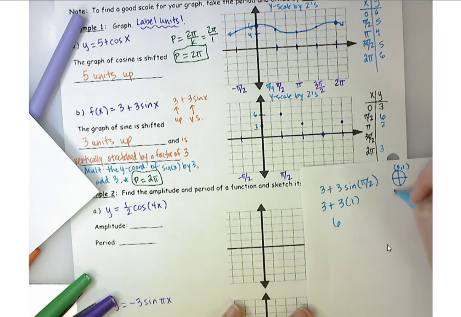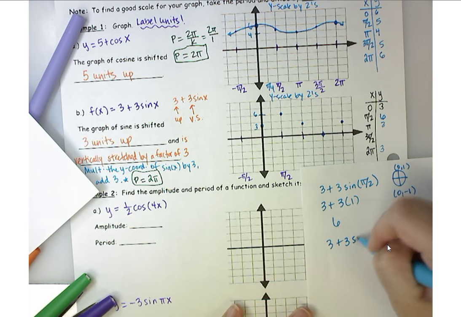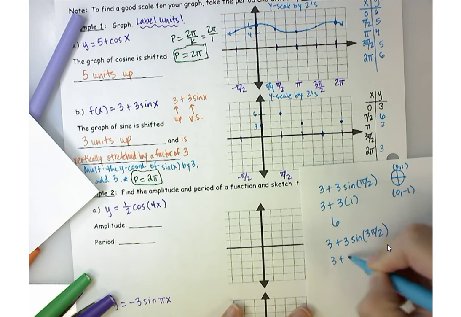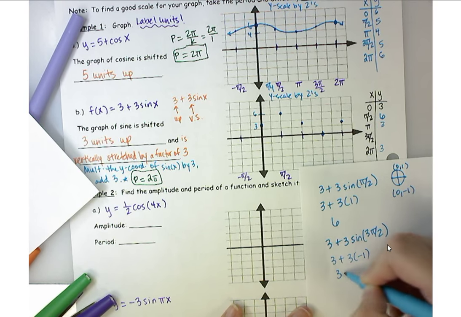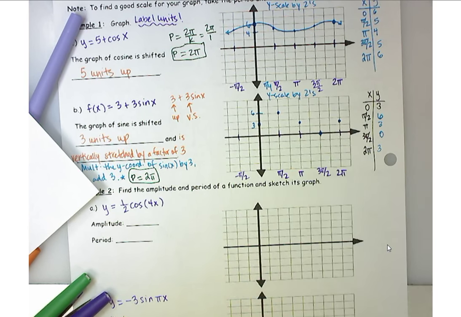If I were to plug in 3 pi over 2, then the sine value at 3 pi over 2, which I can see from my unit circle, is -1. So 3 plus 3 times -1 is 3 minus 3, which is 0. That's how I know this is going to be at 0. And then you're just going to continue with your pattern.